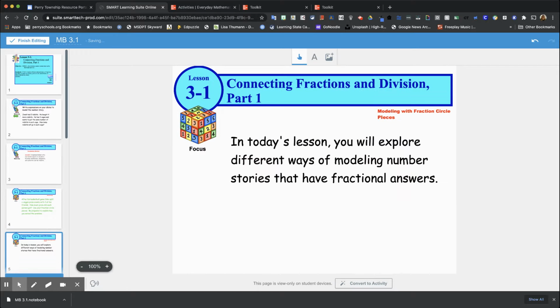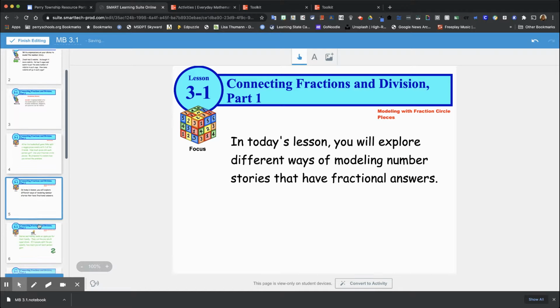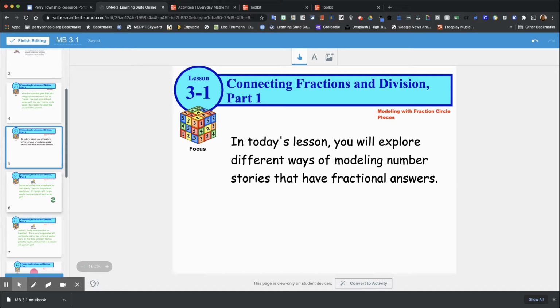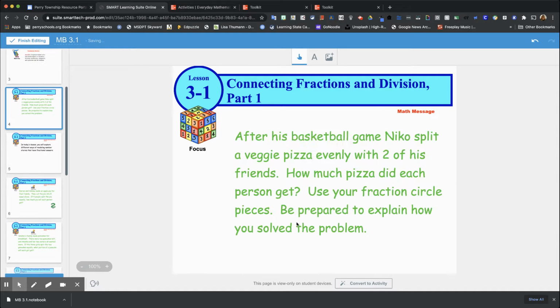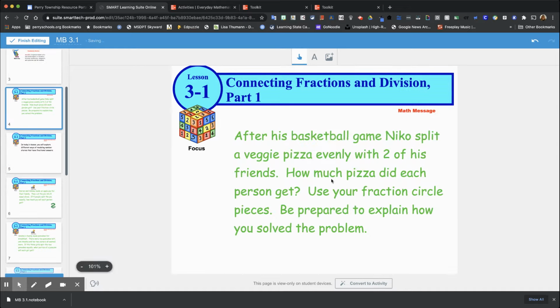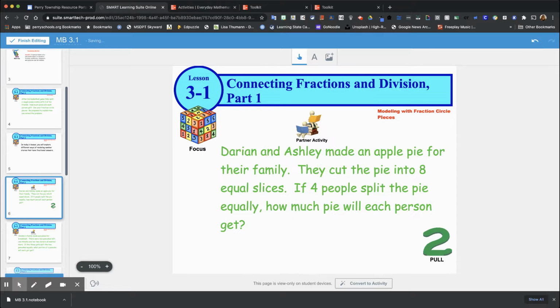So, like I said, in today's lesson, we're going to explore different ways of modeling number stories that have fractional answers, meaning the answers are going to be a fraction. So just like this one, the answer was 1/3. Each person gets 1/3 of the pizza. So let's look at a couple more examples. Darian and Ashley made an apple pie for their family. They cut the pie into 8 equal slices. If 4 people split the pie equally, how much pie will each person get?